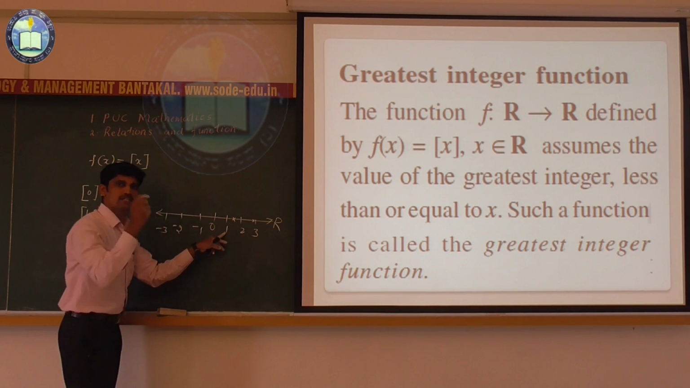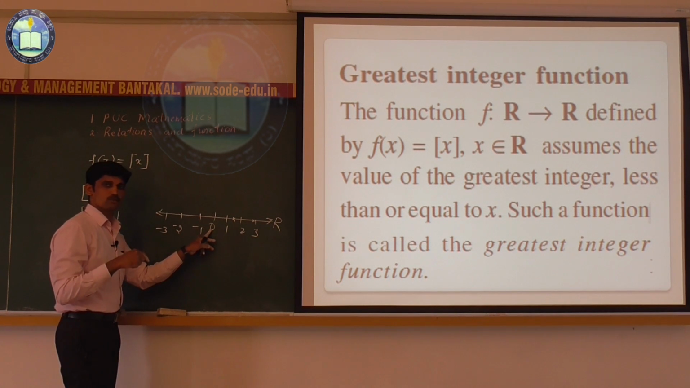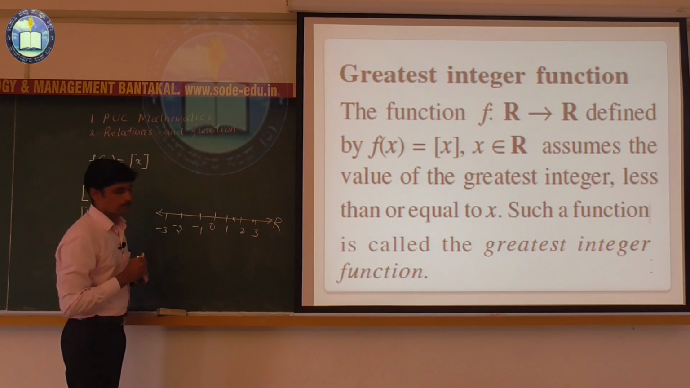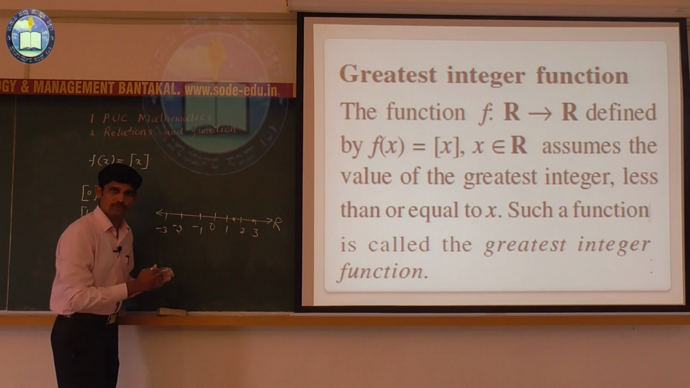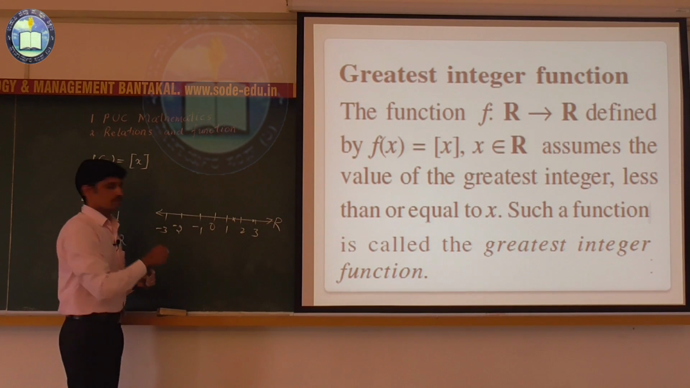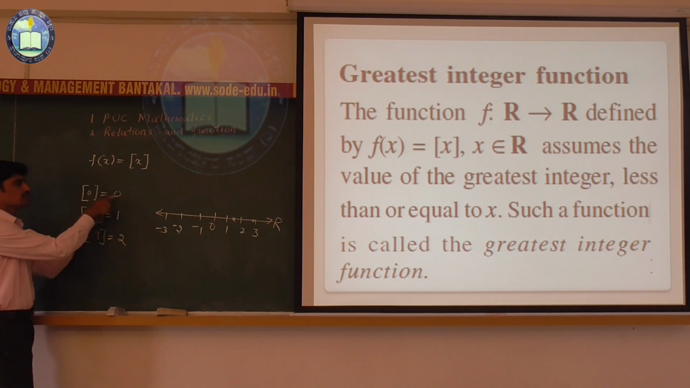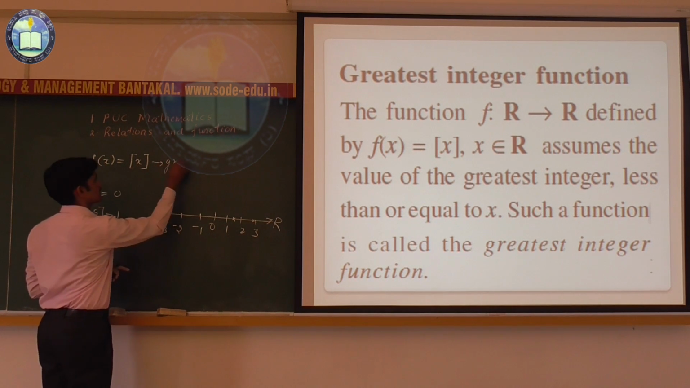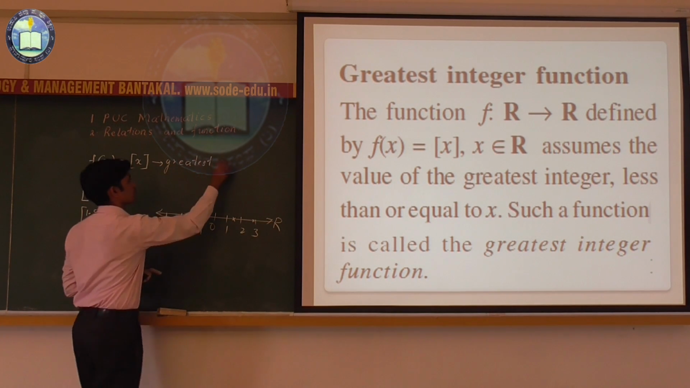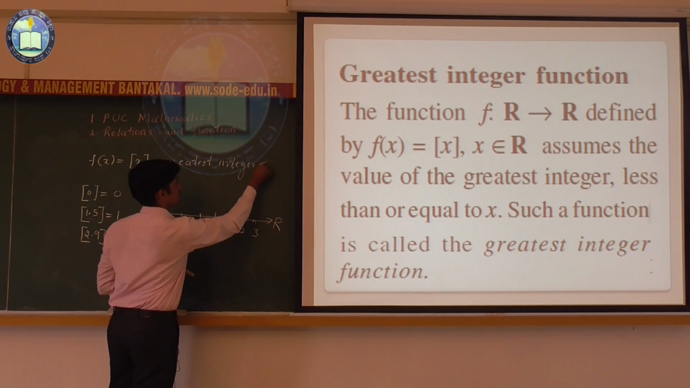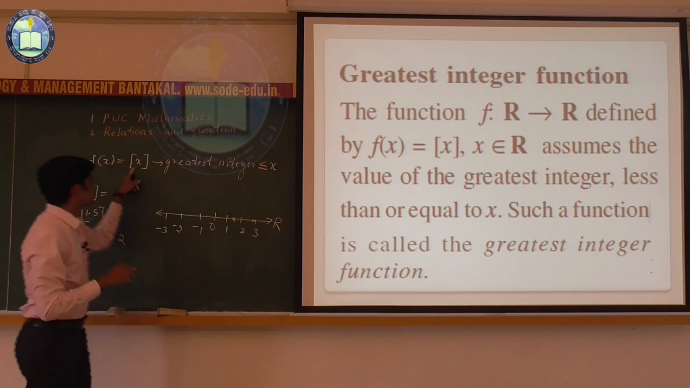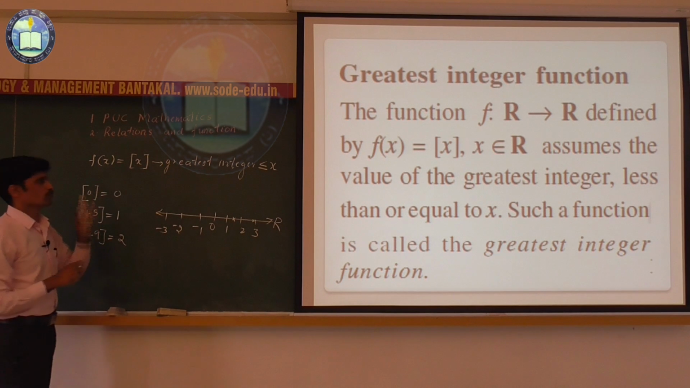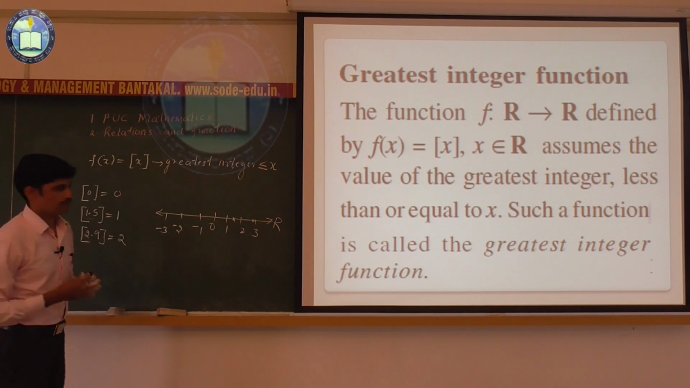1 is also the integer less than 2.9. 0 is also the integer less than 2.9. Minus 1, minus 2, minus 3 are all the integers less than 2.9. But among all these integers less than 2.9, greatest is 2. Suppose the given number itself is an integer, then it is equal to that integer. Therefore, this is the greatest integer less than or equal to x. Equal to x when x is an integer. Otherwise, it is less than x. So, it is the greatest integer less than or equal to x, called greatest integer function.